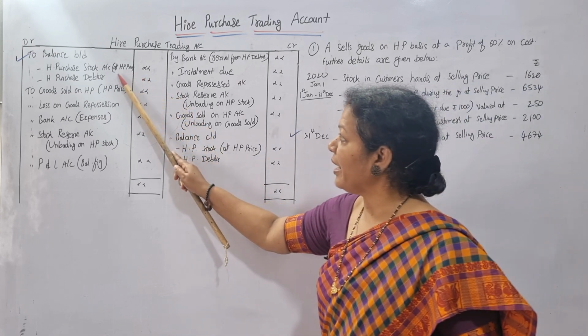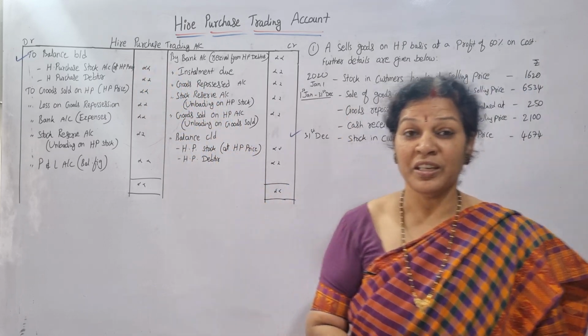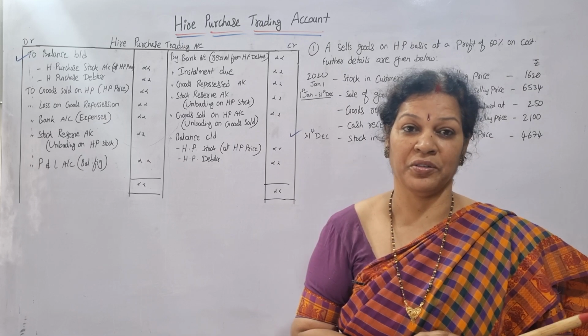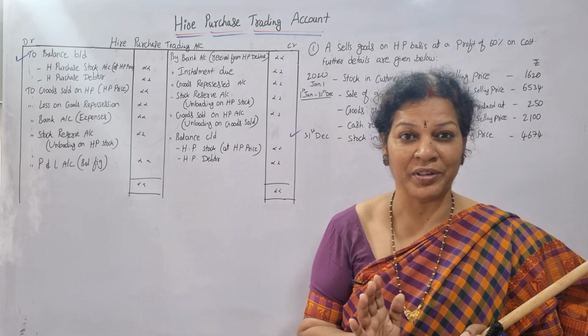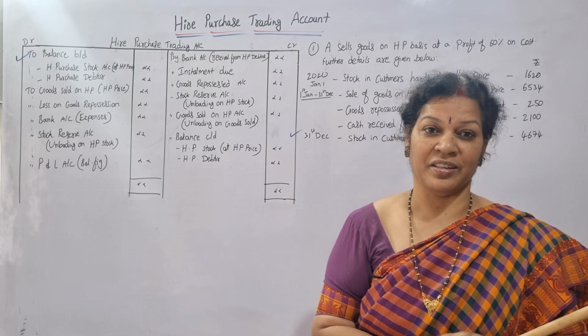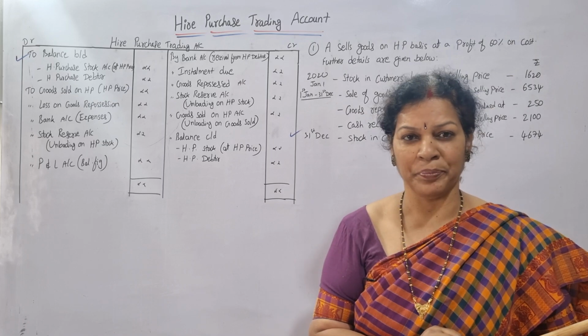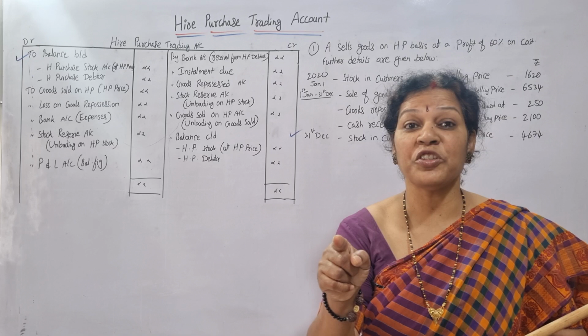Here I am writing at hire purchase price. Hire purchase price means this price includes some extra amount. Just like in the consignment account, you used to write invoice price, right? In the same way here also, some extra loading is there. Suppose the actual price is 150, we are writing it as 200. 200 is the hire purchase price.